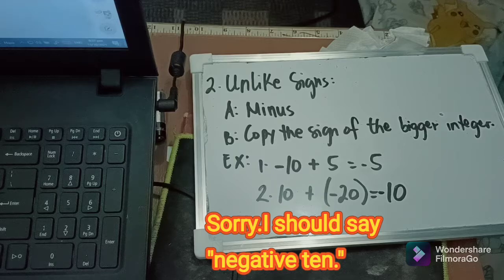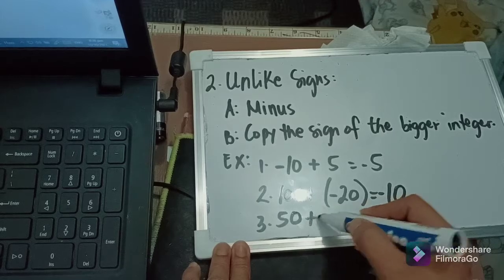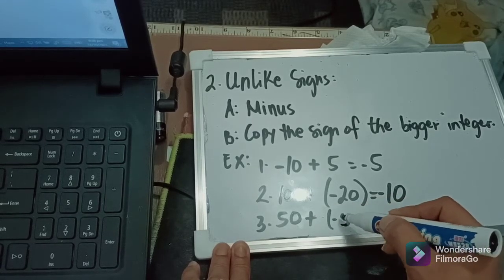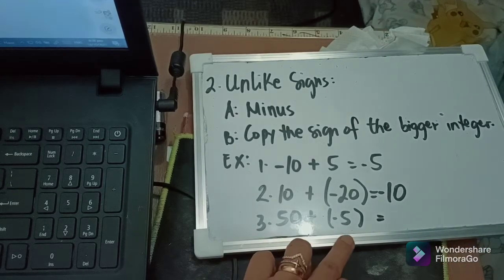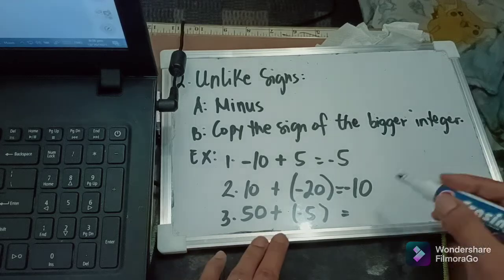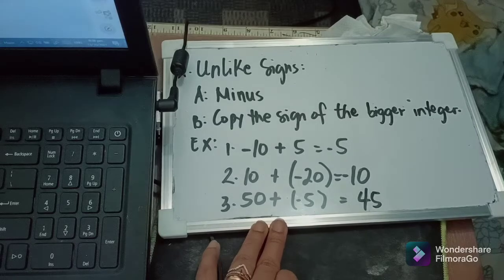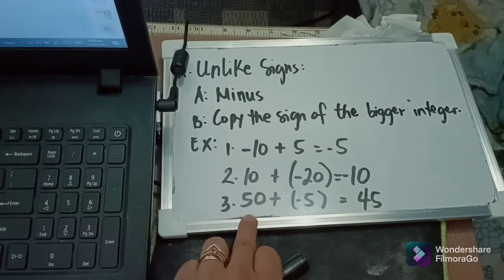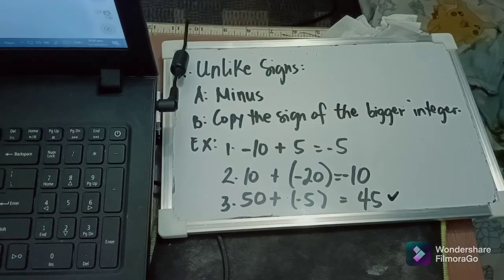Paano naman kapag ganito yung example? 50 plus negative 5. So, minus pa din yan. 50 minus 5, that's gonna be 45. Which one is bigger? 50 is bigger. Anong sign ng 50? Positive. So, our answer is positive 45. So, ganun lang for addition of integers.